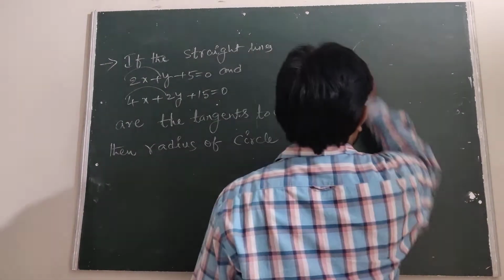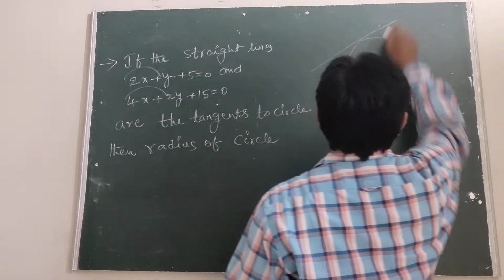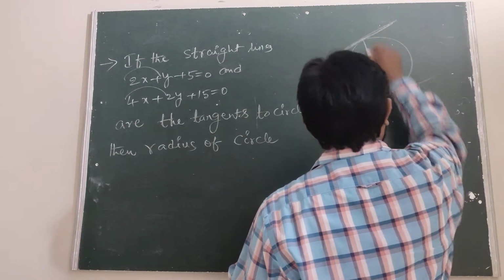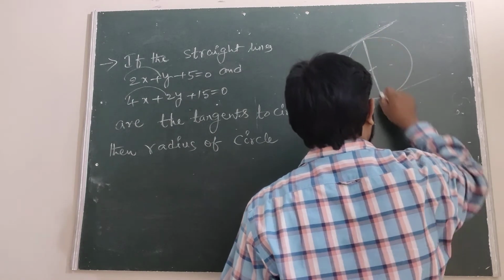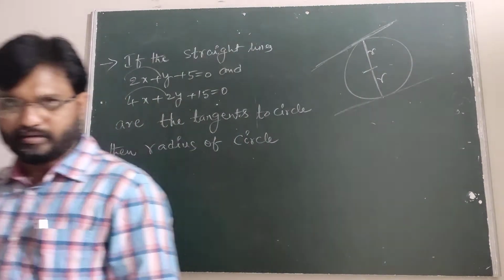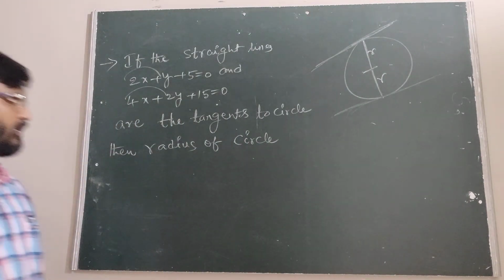Therefore, this is the circle, and these are the parallel tangents. When they are parallel tangents, the distance between them is r plus r, which is 2r. That is the diameter.